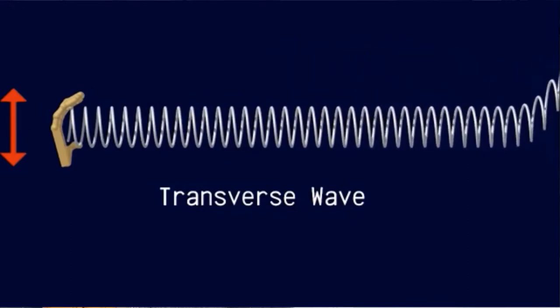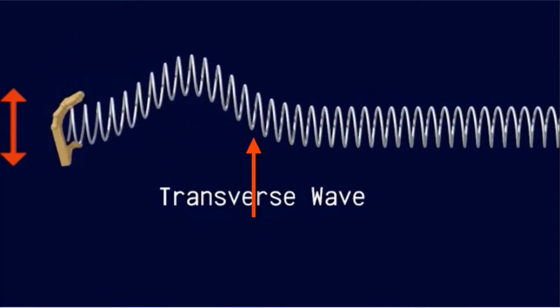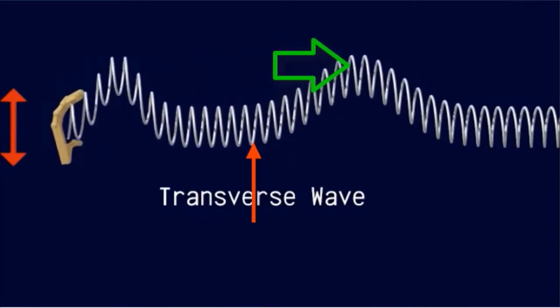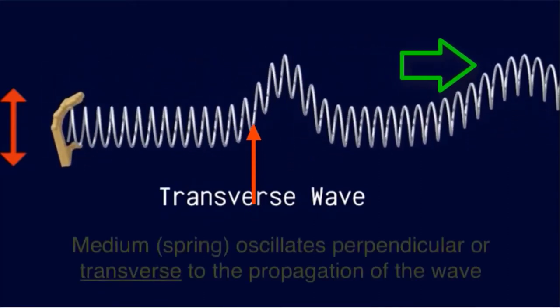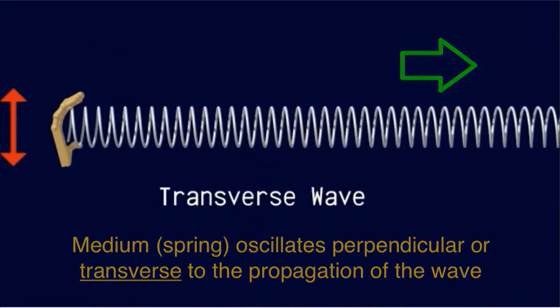Notice that any particular coil in the slinky goes up and down, but the wave travels from left to right. That is, the medium, the spring, oscillates perpendicular to the direction of propagation of the wave.